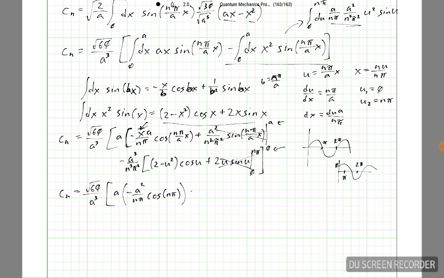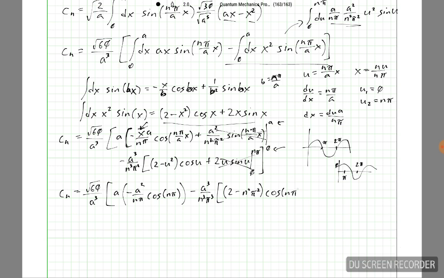Then I have negative a to the third over pi to the third times n to the third. And then I have my limits. So I'm going to do n pi, my final. So I have 2 minus n squared pi squared times cosine of n pi.